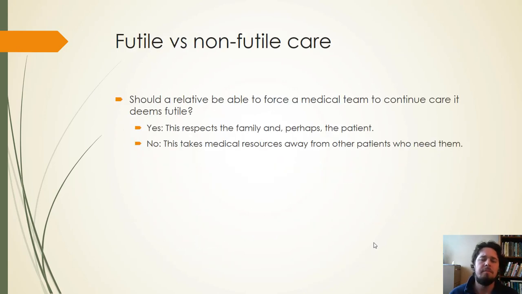Many ethical issues arise when cases are deemed futile. So we have futile cases versus non-futile cases. A futile case basically means that the physician deems that this patient will not get better. And the standard for that is pretty high. There has to be a pretty high chance that the patient will not be able to get better. And this raises many ethical questions. For example, should a relative be able to force a medical team to continue care if that team deems that patient's case futile?